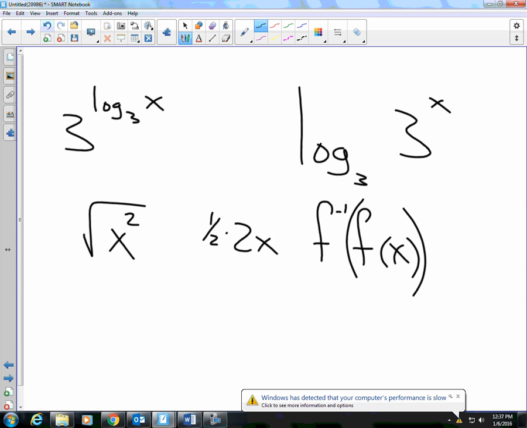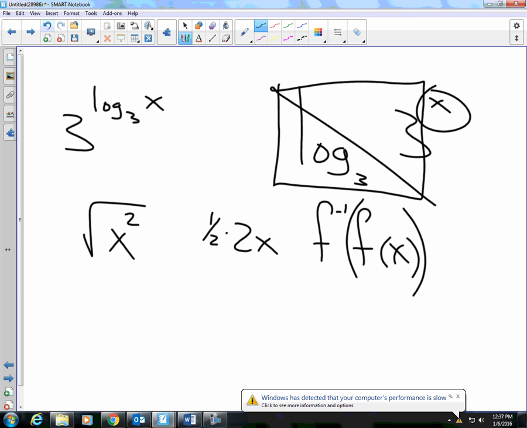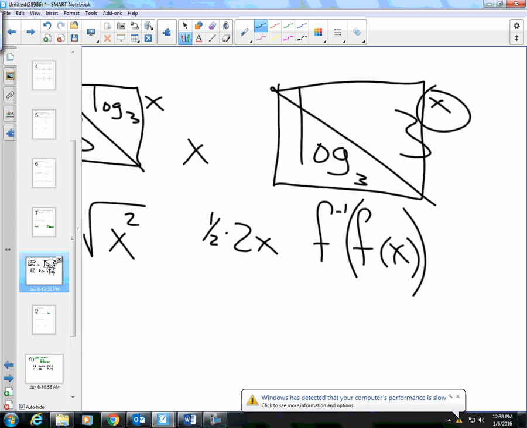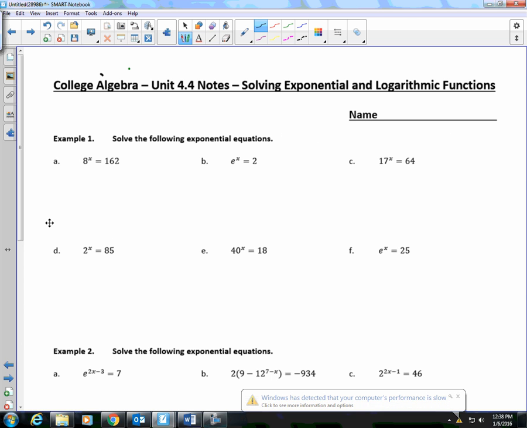Well, these are inverse operations, logarithms and exponentials. So if you have log base 3 of 3 to the x, what happens? Those cancel, leaving you with just x. And if you have this, those cancel, leaving you with just x. And so it may look like voodoo math. It's not, okay? It's very helpful to solving these type of equations.